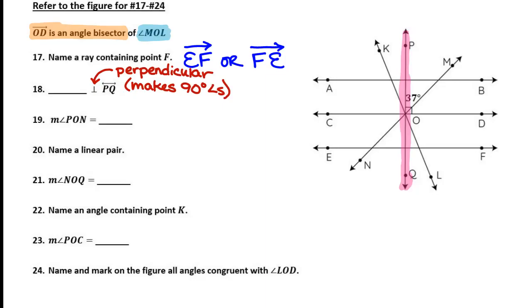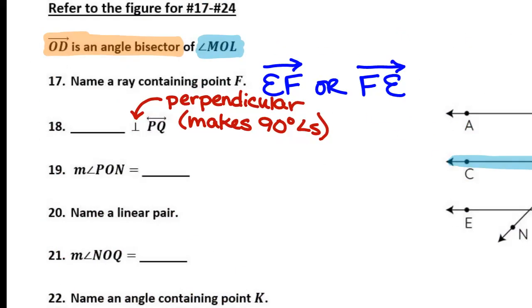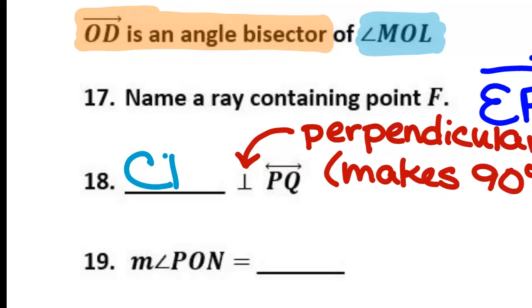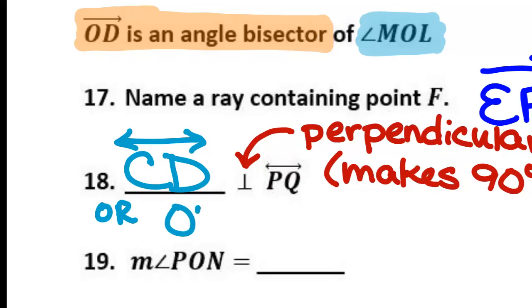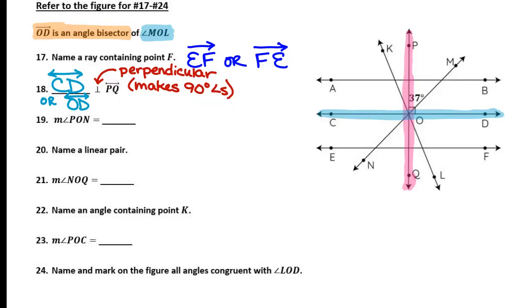We want to know PQ and what else are perpendicular. Do you guys see any right angle markings on the picture anywhere? Yep. Right here at point O, there's a right angle marking. It touches line PQ, but then it also touches what other line? CD or OD. You could call that line CD, with the line notation over the top, or you could call it line OD, with our line notation over the top.